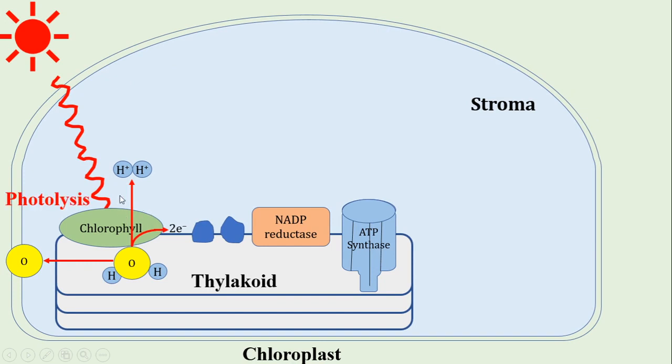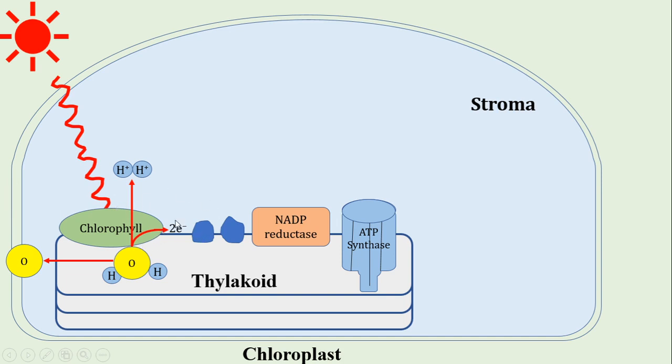This process is called photolysis. What is the literal meaning of photolysis? Photo means light, and lysis means breakdown. We understand that using the light energy, if we break down a water molecule to produce one oxygen atom, two protons and two electrons, this process is called photolysis.